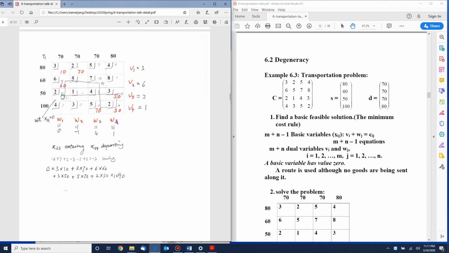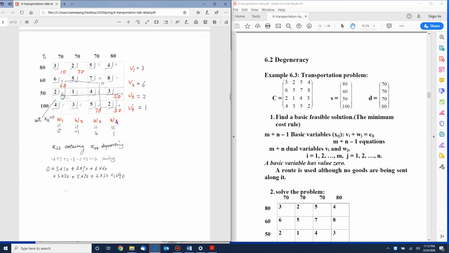That one increases 1, and then cell 3, 4 should be reduced 1. When cell 3, 4 reduces 1, then cell 4, 4 should increase 1. When cell 4, 4 increases 1, cell 4, 3 should reduce 1. And when it reduces 1, we can go back to cell 2, 3, which increases 1. So in this way, we made a loop, right?